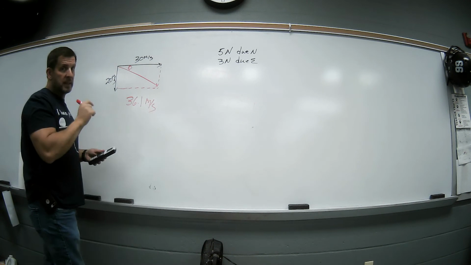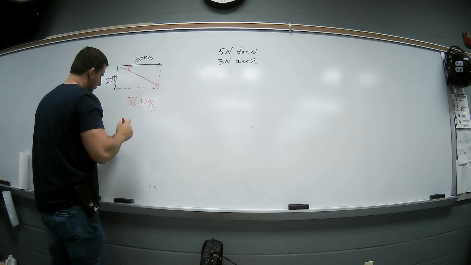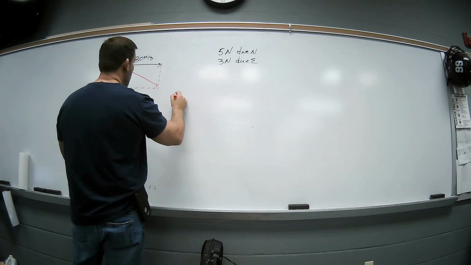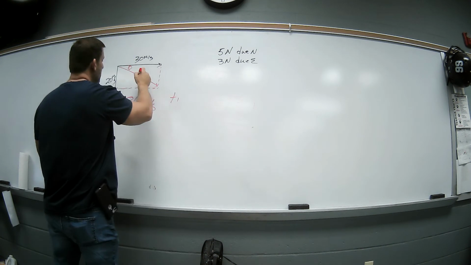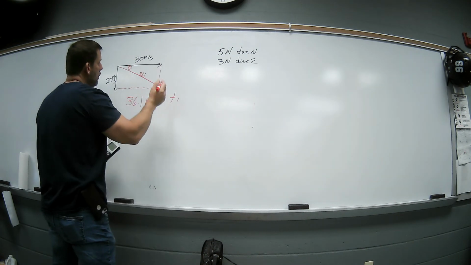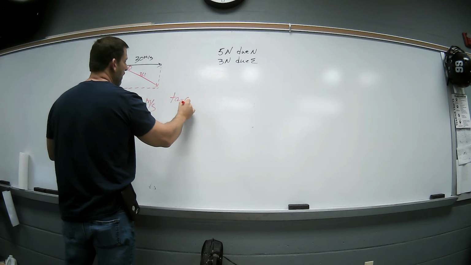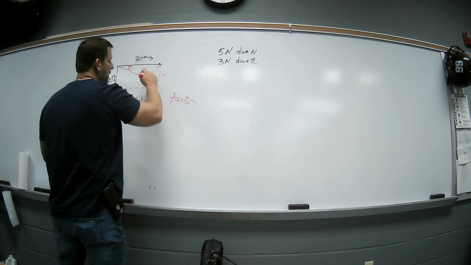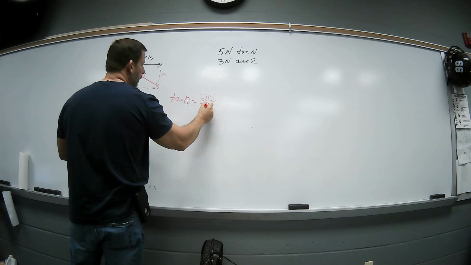All right, and my angle, it's meters per second. Without your units, it's a half a point off, all right? I need to do my angle. My angle, tangent. Now, this is 36.1. I'm going to use tangent. Tangent of theta is equal to, this is 20 over here, opposite over adjacent, so 20 over 30.